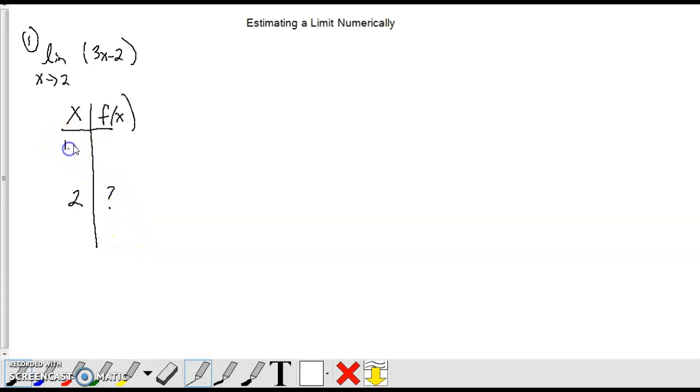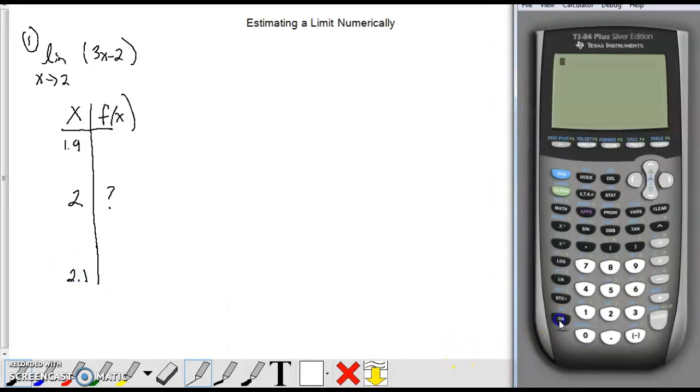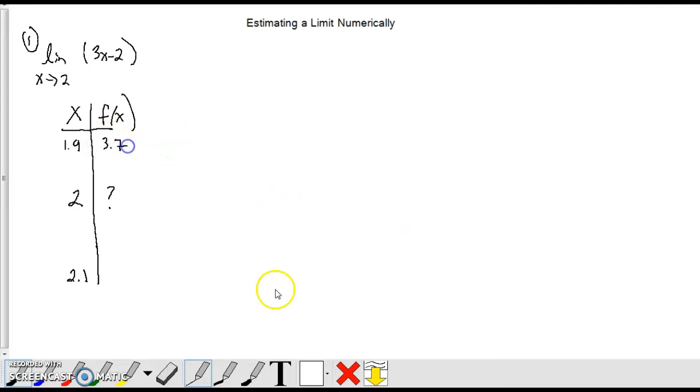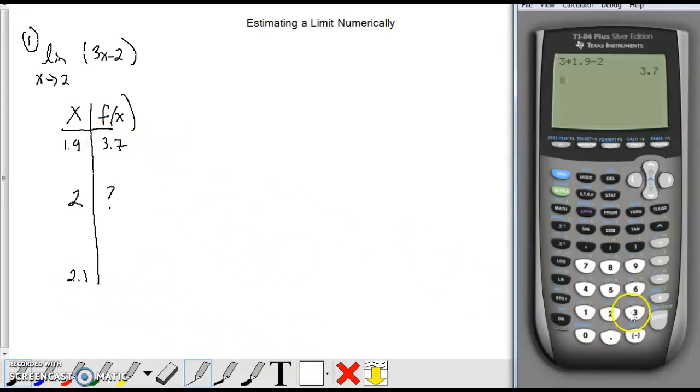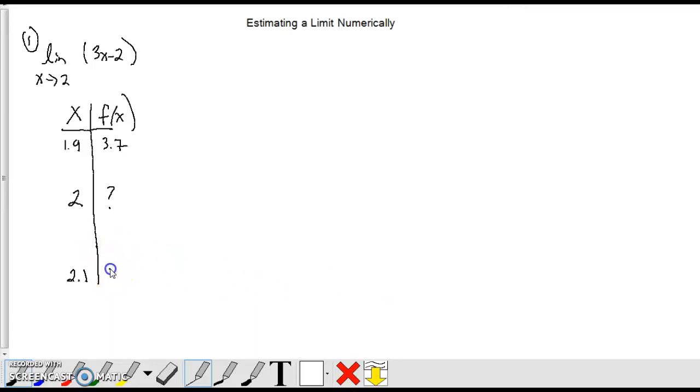So I might plug in 1.9. That seems like a good number. I also, and notice I'm leaving a little bit of space, might plug in 2.1. So let me pull up my calculator. You can always use Desmos. So I'm going to plug in 1.9 and see what happens. So 3 times 1.9 minus 2, I get about 3.7. And then 2.1, so 3 times 2.1, and then minus 2 is 4.3.